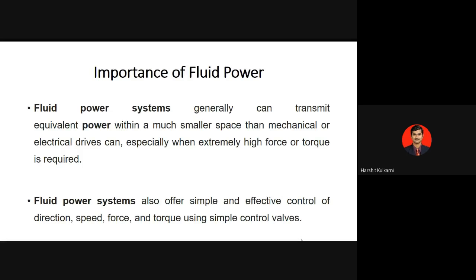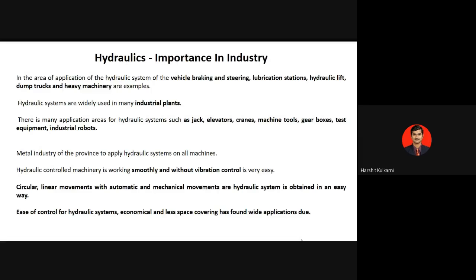When we say fluid power, it has a huge number of applications in industrial sectors. It starts with vehicle braking, steering, and lubrication stations. Then we have hydraulic lifts, dump trucks, heavy machinery, and so on. We have different applications like jacks, elevators, cranes, machine tools, gearboxes, testing equipment, industrial robots, and so on. So you can have varied applications of fluid power. It is a major constituent of modern industries.